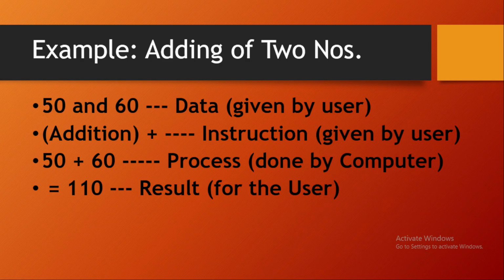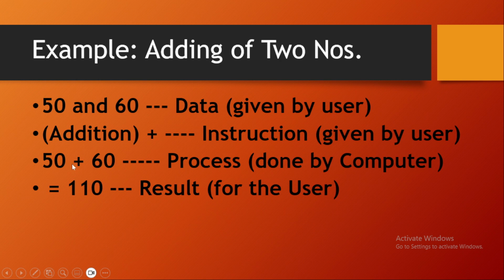So suppose you want the computer to add two numbers. Let us take an example, 50 and 60. If you want the computer to add these two numbers and give you the result, then the numbers 50 and 60 are called data given by the user to the computer. Addition of the numbers becomes the instruction, which is also given by the user. Then process means work that is going to be done by the computer, that is adding 50 and 60.